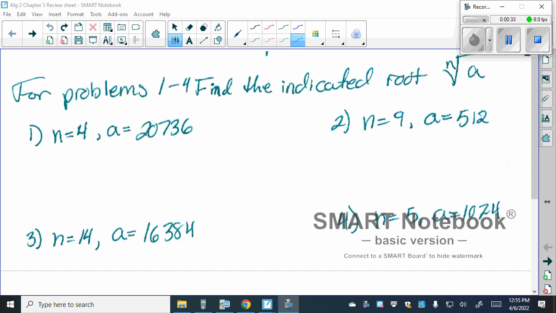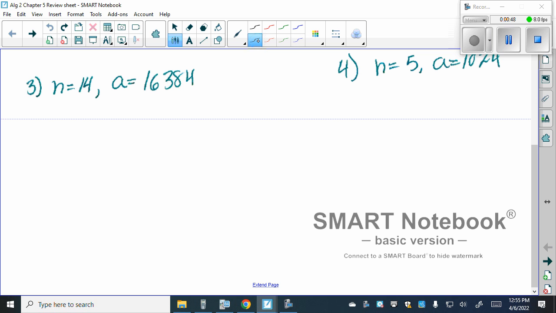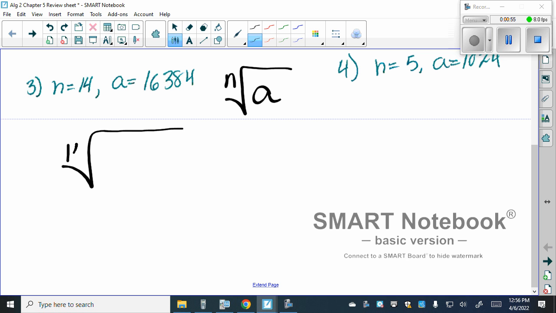Now, the first set of problems that we're looking at is 1 through 4. Find the indicated root. Which one of these do we want to look at? If we're looking at number 3, we're looking for the nth root of a. For number 3, our root is 14, and the number inside is 16,384.